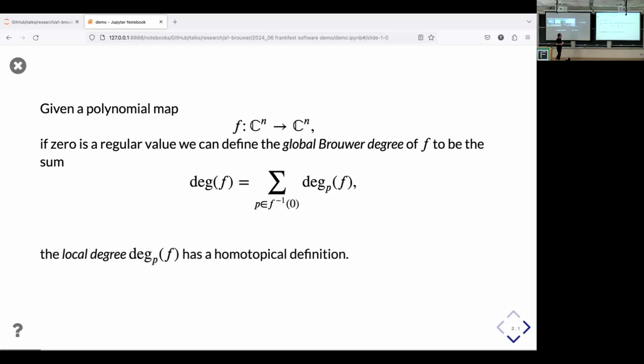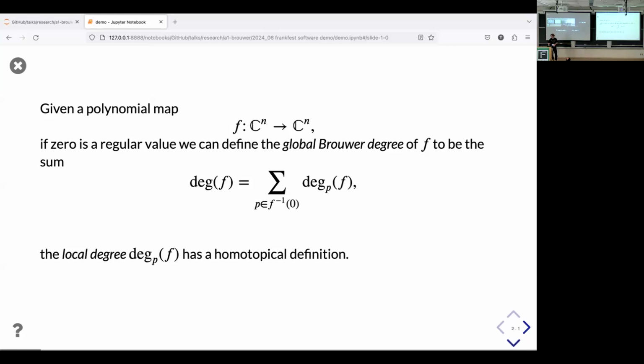And this local degree, there's a lot of ways to compute it, but roughly speaking, it has a homotopical definition. I can take this thing and I can extend it away from polynomial maps to smooth maps, and often to continuous maps. And it's not important that it's C^n here, right? I could look on charts and do these sorts of things between smooth, compact, oriented manifolds of the same dimension. And I get this really broad thing that allows us to do a lot of really cool things across all of topology.